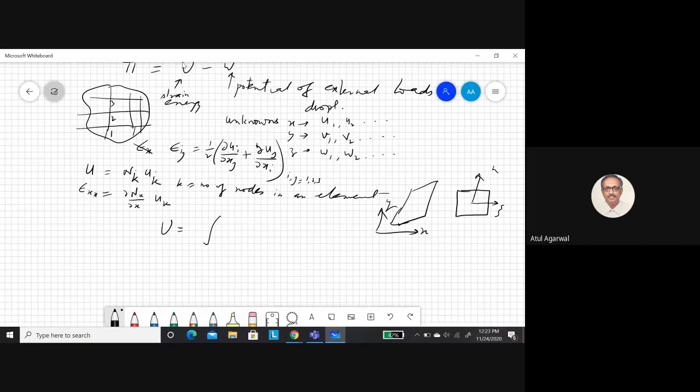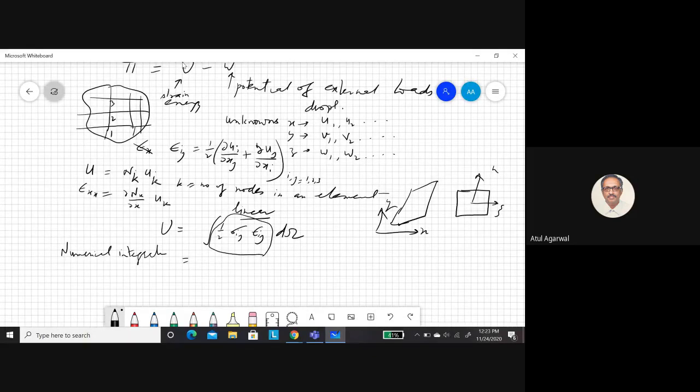And what is the strain energy expression? If your material is linear, this is the expression you get, integrated over the volume. So how do you calculate this integral? Vijendra Prasad, how will you calculate this integral? I just taught you numerical integration. You use numerical integration.